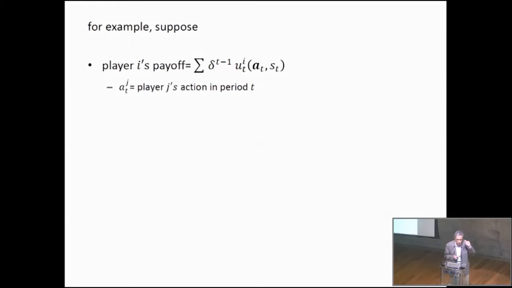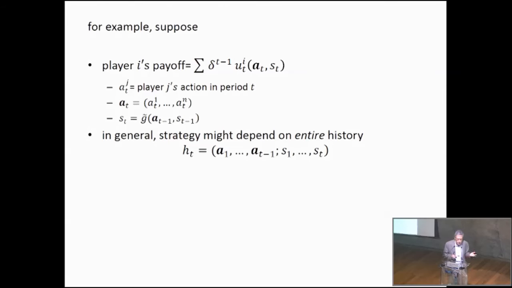Player I's payoff in period T depends on the actions taken in period T, which I'll denote by the vector A sub T, but also on the state of the system, S sub T. So player I's payoff in period T depends on A_T and S_T, where S_T, the state, depends on the actions that players took in the previous period and also on the state that prevailed in the previous period.